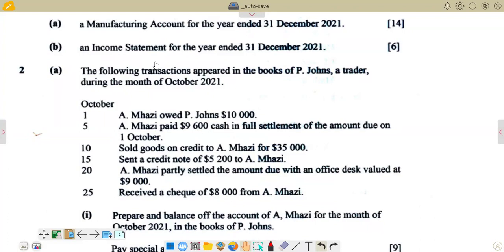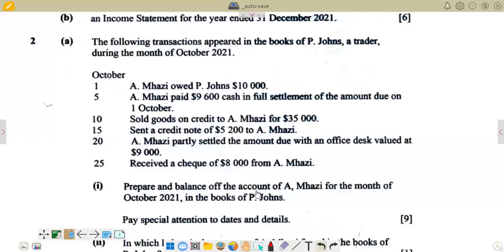On this question paper, it reads: the following transactions appeared in the books of P. Jones, a trader, during the month of October 2021. The transactions given range from October 1 to October 25. Then the first part of the question reads: prepare the account of A. Mazi for the month of October 2021 in the books of P. Jones, and pay special attention to dates and details.